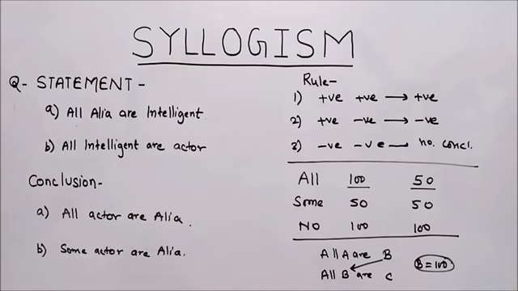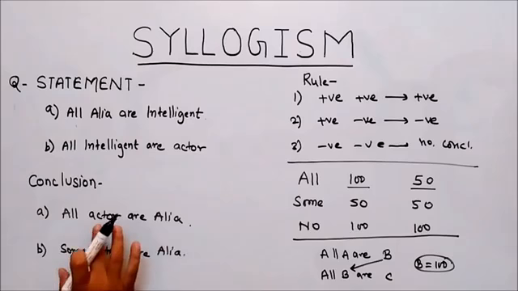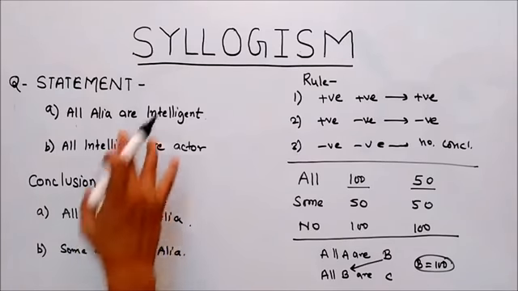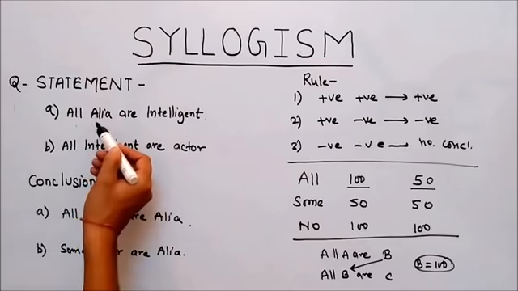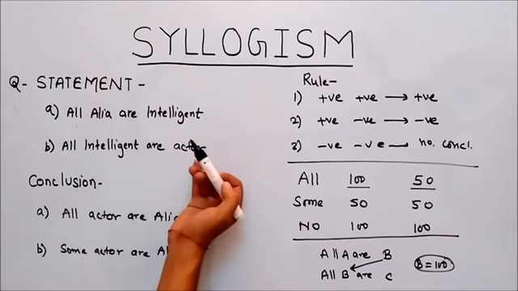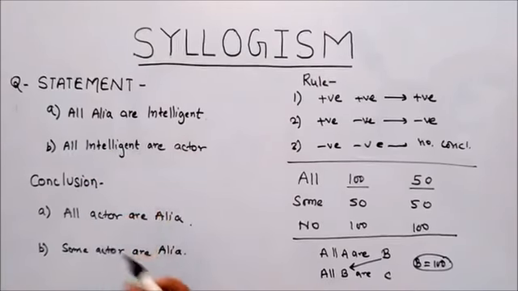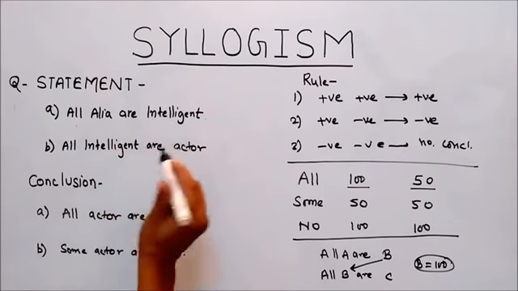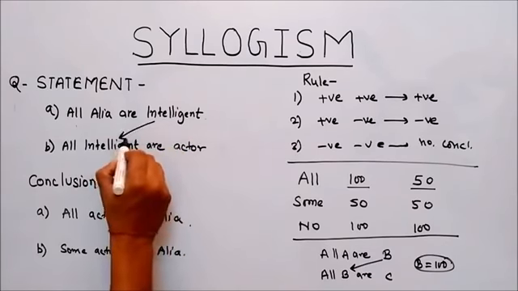Now from conclusion 1, that is, all actors are Alia, this conclusion is made up of two elements, one is actor and the second is Alia. Now check these two elements in the statements. Here Alia is in the first statement and actor is in the second statement. Now apply the rule. Here intelligent is common in both statements, so we can apply rule number three.